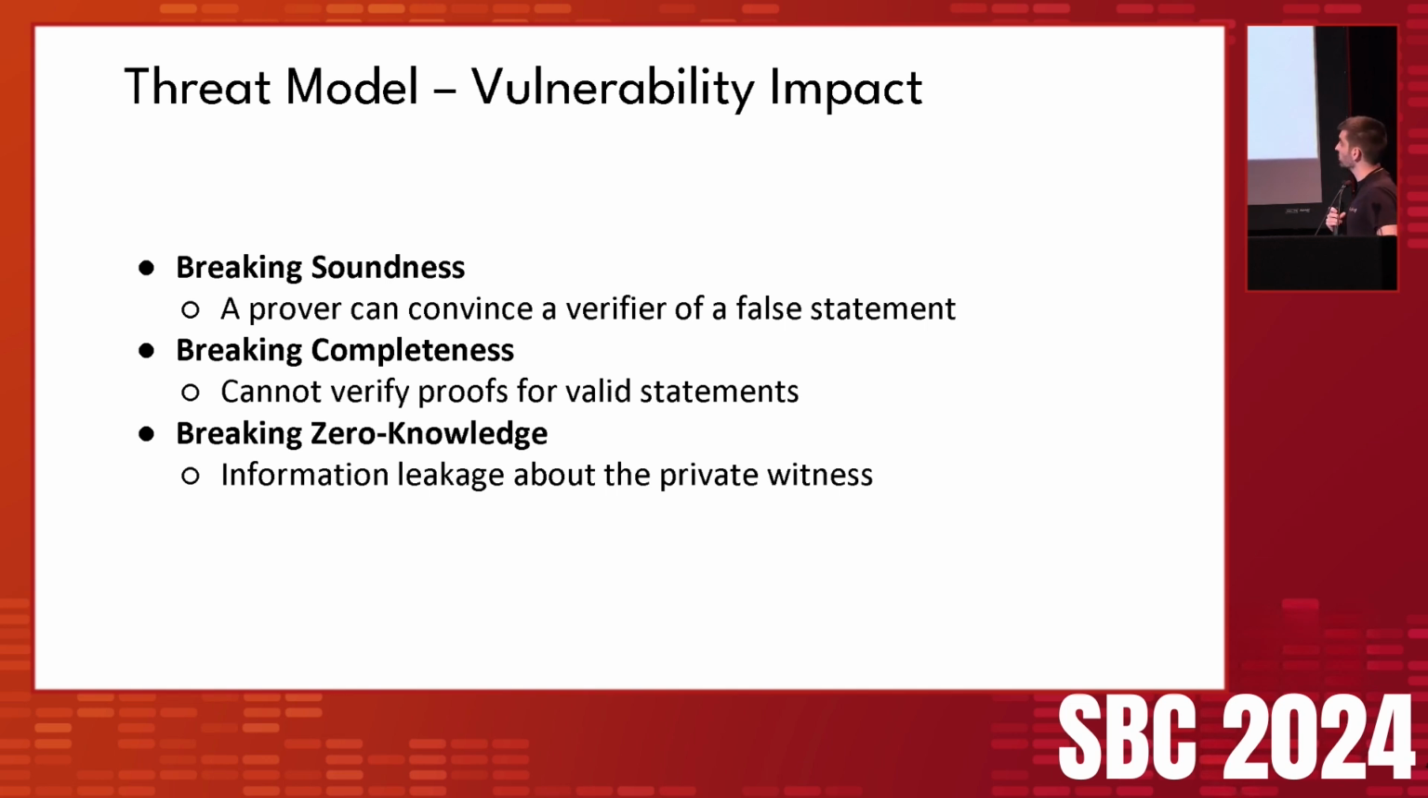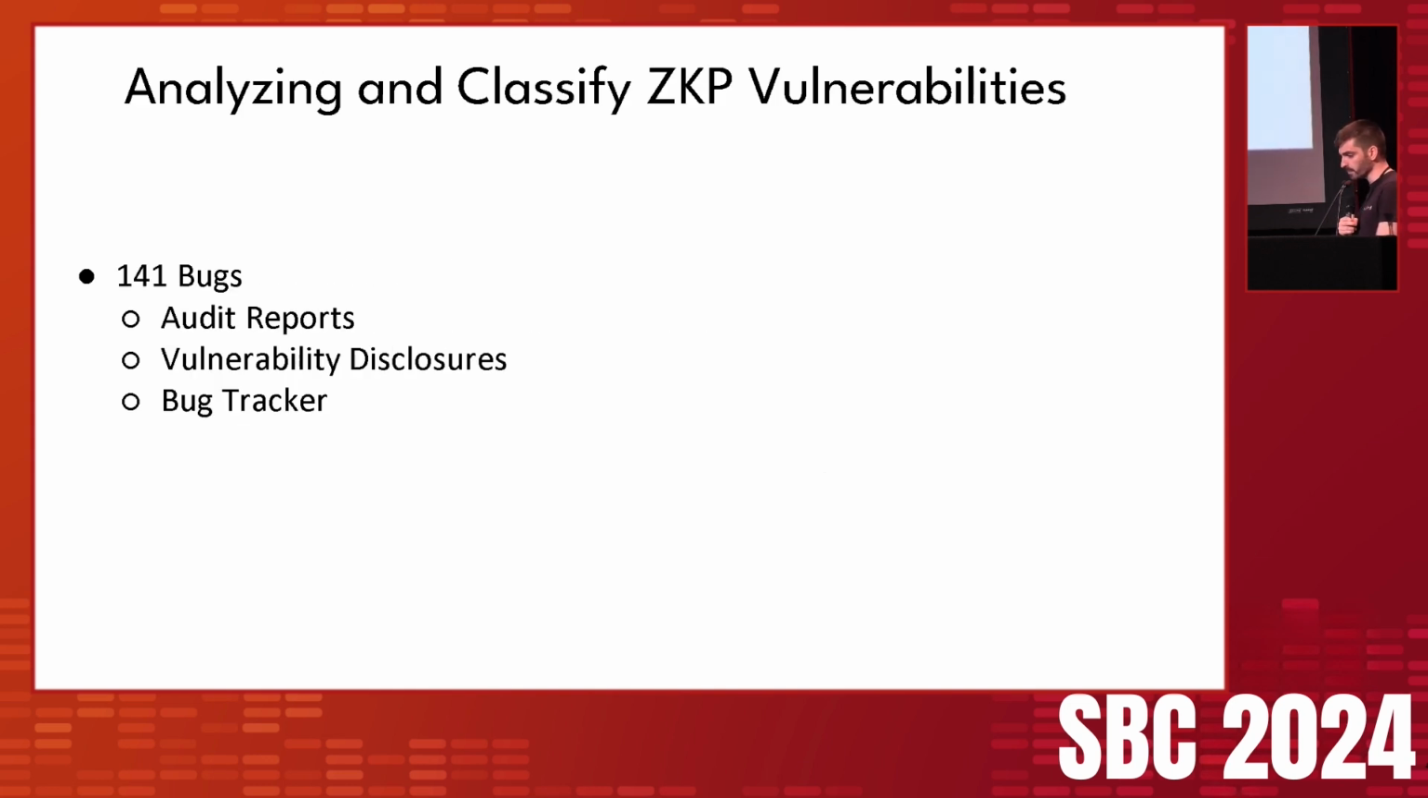Okay, and what could be the impact of ZKP vulnerabilities? First, we can break soundness, which means that a prover can convince a verifier of a false statement. Secondly, we can break completeness, which means that either the prover cannot produce a proof for some valid inputs, or the verifier cannot verify a correct proof. And finally, breaking zero knowledge, which means that we have some information leakage about the private witness.